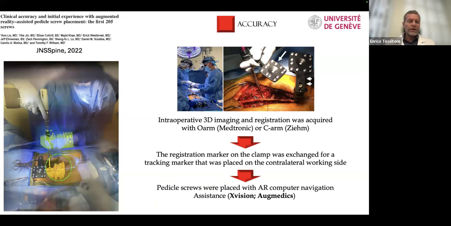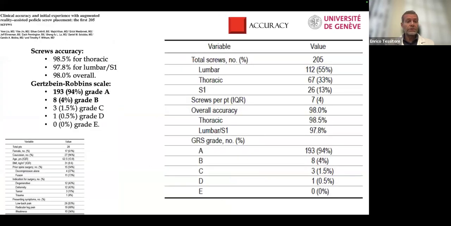And of course, this is done after an intraoperative acquisition, and the registration done by the surgeon. And the registration frame was exchanged with a tracking marker, which was opposite to the surgical field, to the surgical site of insertion. The screw accuracy was very high. You might see 98% of screws were grade A or B, according to Gertzbein-Robbins. So this technology is reliable when it comes to screw accuracy in a big series of 205 screws.